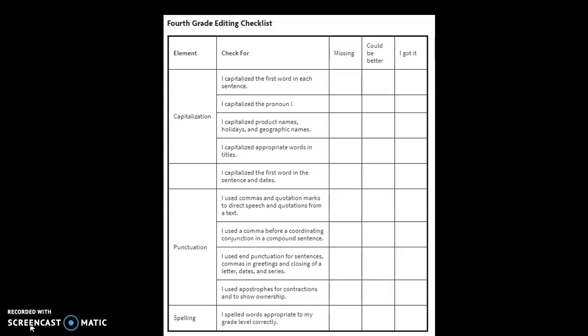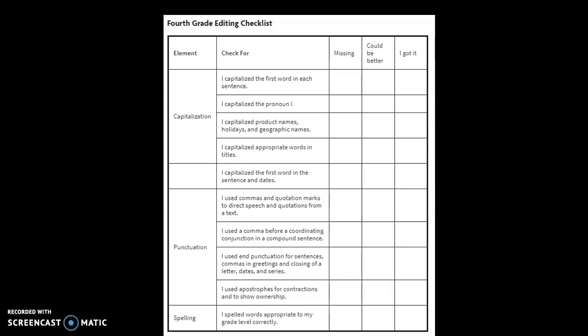The first section of the editing checklist is capitalization. I capitalized the first word in each sentence. I did. Check mark there. I capitalized the pronoun I. I did. I used the word I in the conclusion.